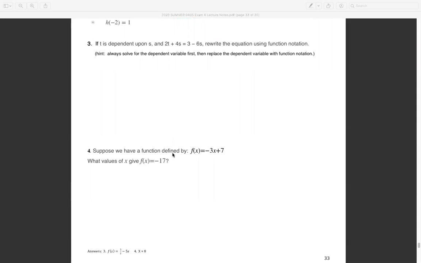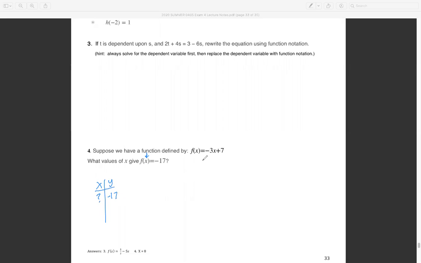Okay, suppose we have a function defined by f of x equals negative 3x plus 7. What value of x will give us f of x equals negative 17? So let's see what's happening on a t-chart. Now, when you're looking at function notation, whatever's inside the parenthesis, that is your x-coordinate, and we don't know what the x-coordinate is. And whatever is on the other side of your equal sign, that is your y-coordinate. So this is a little different. This time, we were given the y-coordinate, and now we need to find the x-coordinate.